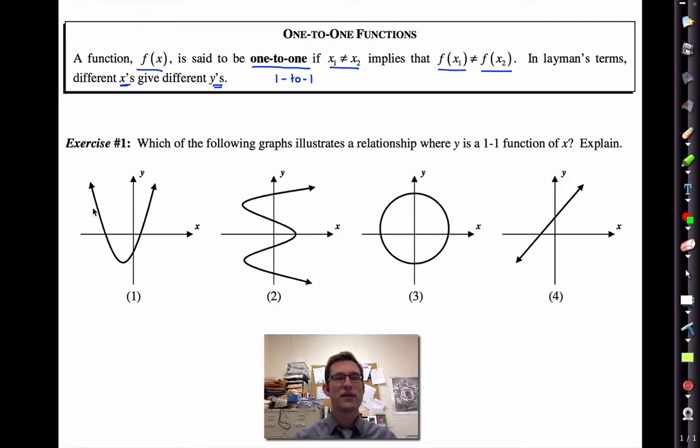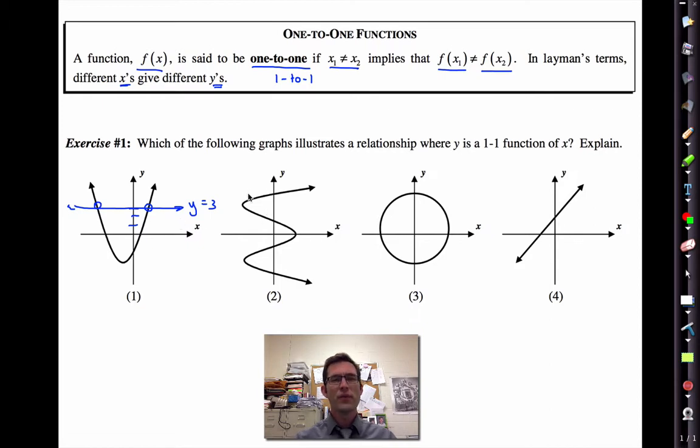Choice 1 is most certainly a function, but the problem is it's not a one-to-one function, because if I were to draw in this horizontal line, let's say it's y equals 3, then there would be two x values that would have the same y value. But for one-to-one functions, there must be different y's for every x.